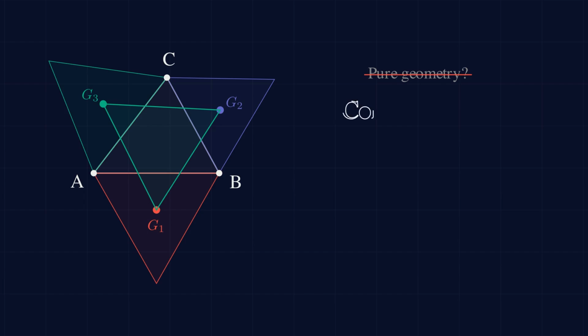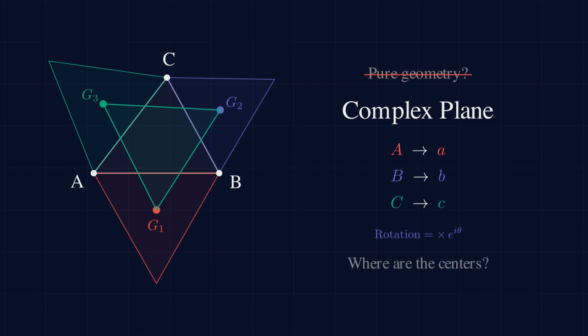We'll use complex numbers. Remember the coordinate plane from algebra class? Same idea, but now every point is a complex number. The magic is that rotations become simple multiplication. Rotating a point by 60 degrees, just multiply by a complex number. That turns messy geometry into clean algebra. So the question becomes, where exactly do those equilateral triangle centers land?